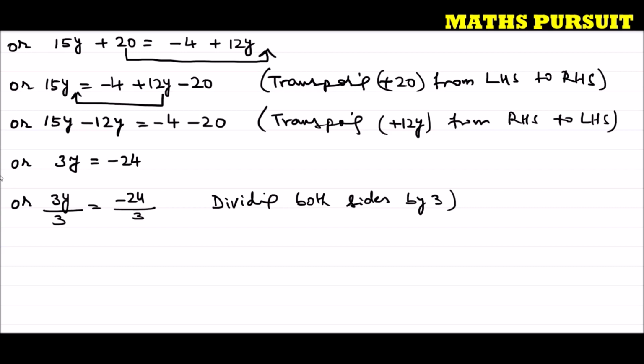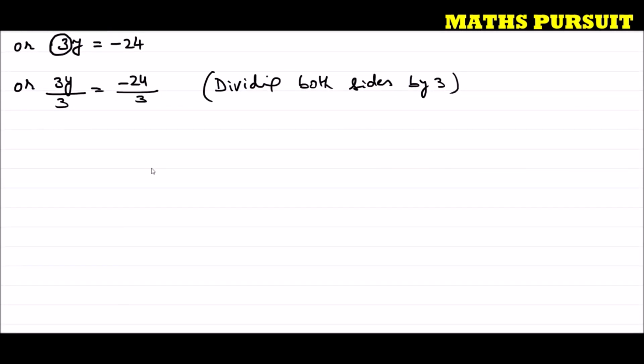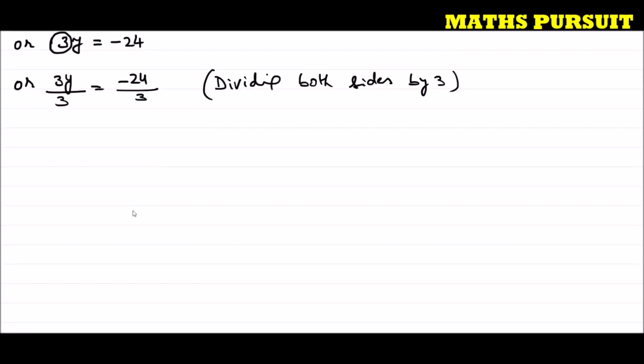Why am I dividing both sides by 3? I want to eliminate this 3, or I want to remove this 3 from y. In order to remove this 3 from y, I need to divide the left side of the equation by 3. If I am dividing something on the left side of the equation, I should also do the same thing to the right side of the equation. For that reason, I have divided by 3 on the left side of the equation as well as on the right side of the equation.